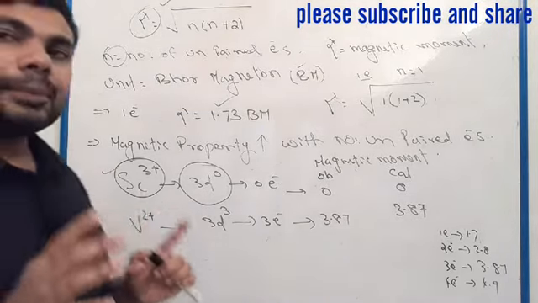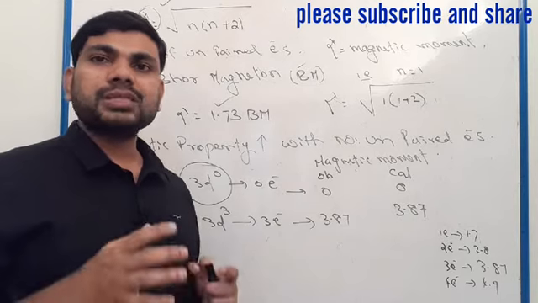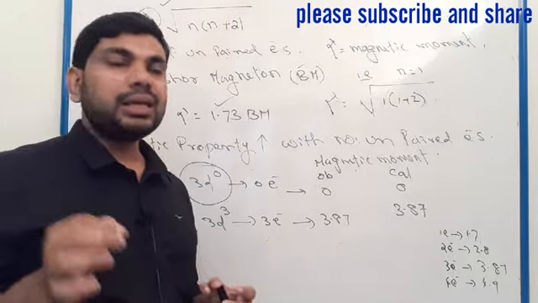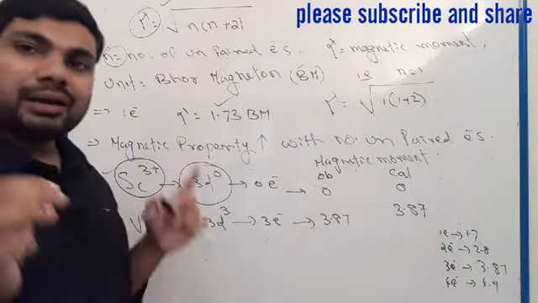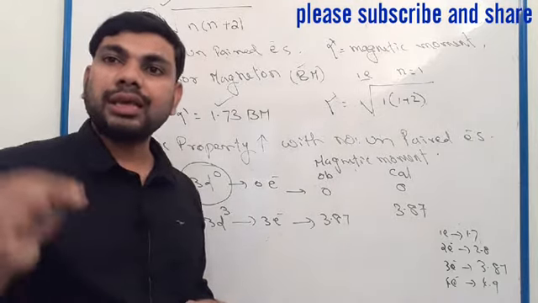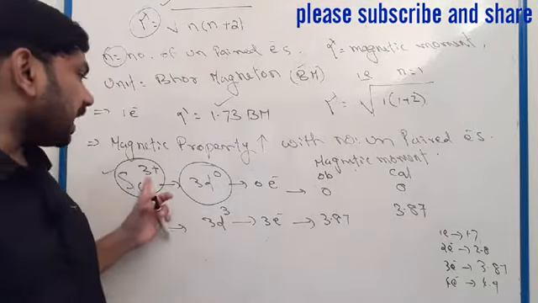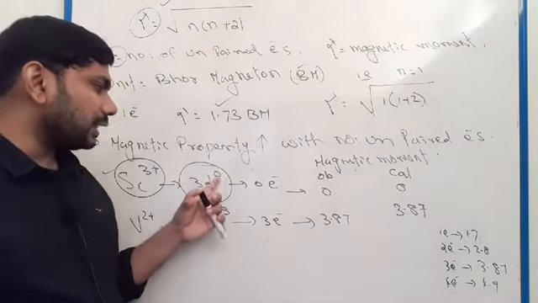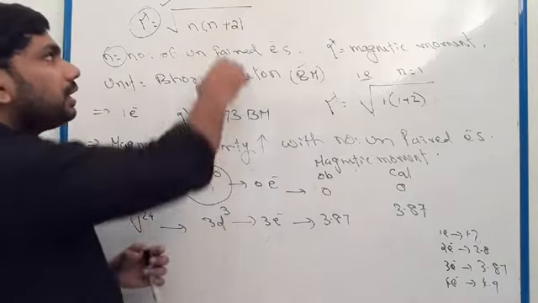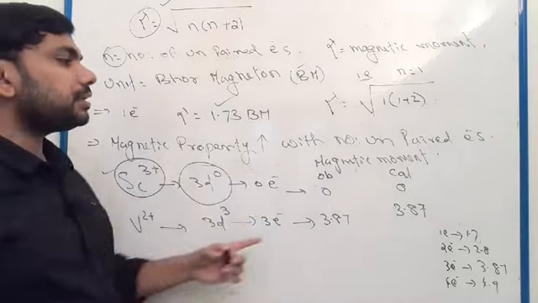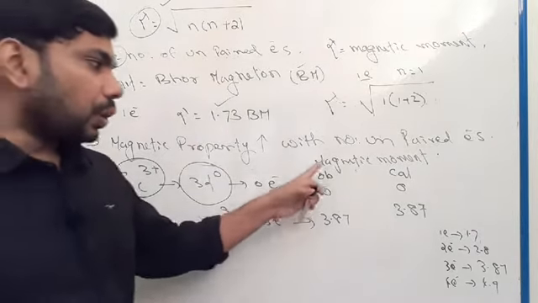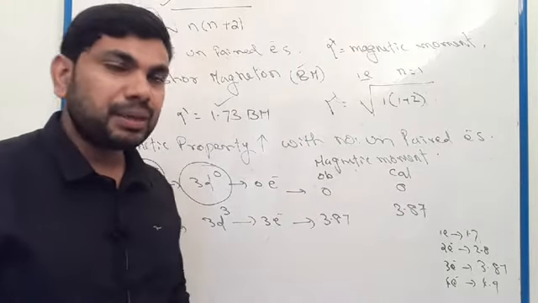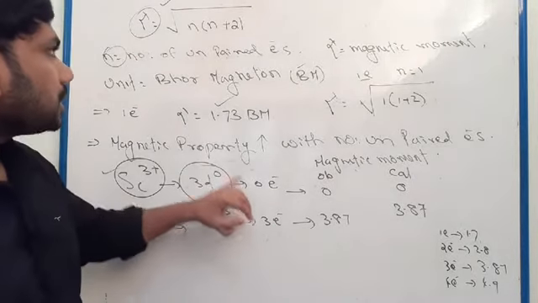We consider unpaired electrons in the d orbital because we are talking about D block elements. n means the number of unpaired electrons in the d orbital. So in scandium 3 plus, the number of unpaired electrons in the d orbital is 0. So n is equal to 0, and the magnetic moment will be 0. We know the number of unpaired electrons is 0.